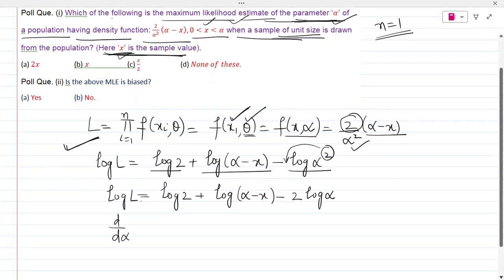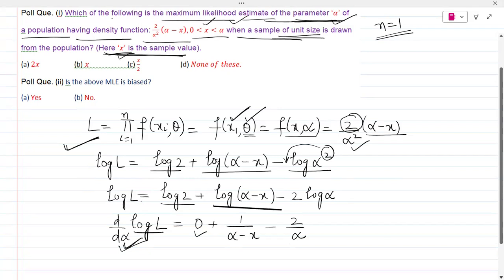Now take the derivative with respect to alpha. We need to find or estimate that value of alpha which maximizes log L and hence L. So here it is 0 plus 1 upon (alpha minus x) minus 2 by alpha. Log 2 is constant with respect to alpha, so its derivative is 0. Put this equal to 0. So 1 by (alpha minus x) equals 2 by alpha, and then alpha equals 2 alpha minus 2x.